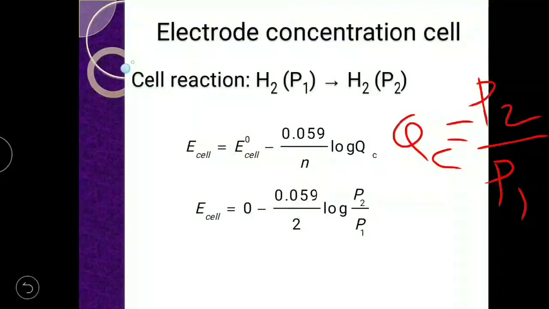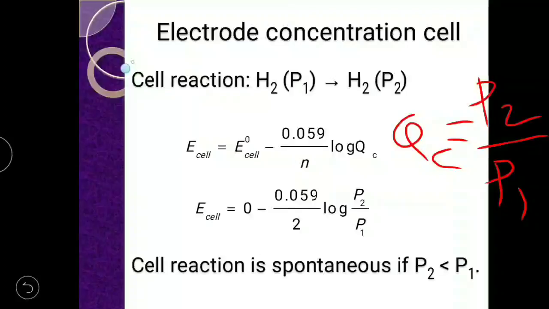And in a galvanic cell, to have the cell reaction spontaneous, E cell should be positive. And here E cell can be positive when we have P2 less than P1.